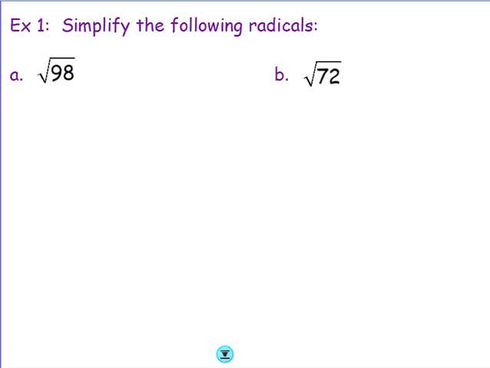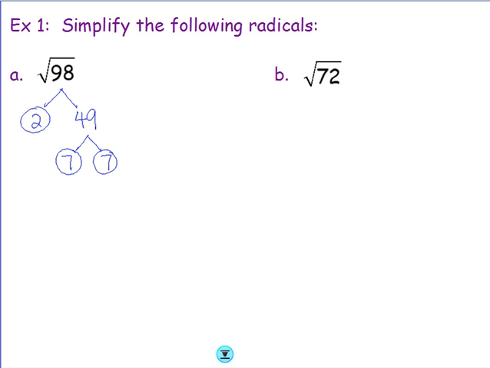Here we have the square root of 98. If you are unsure where to start, it ends in a 2, so you know it's 2 times something, and that something is 49. 49 is not prime, so what? 49 is 7 and 7. Those are both primes. We're done with our factor tree.